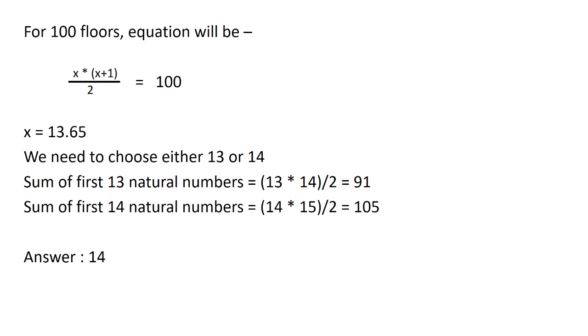We can apply the same logic to 100 floors, and in this situation our x will be 13.65. We need to choose either 13 or 14. The sum of the first 13 natural numbers is equal to 91 and the sum of the first 14 natural numbers is equal to 105. Since we have to search for 100 floors, we need to take 14, which is our answer. That is, in 14 drops we can check which floors are safe and which floors are not safe in a building for dropping the egg. We can apply the same logic to any number of floors. Keep practicing guys, and thanks a lot for watching this video.